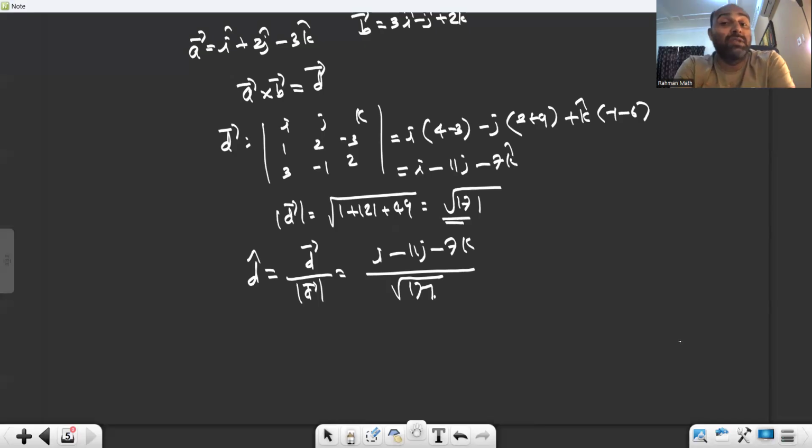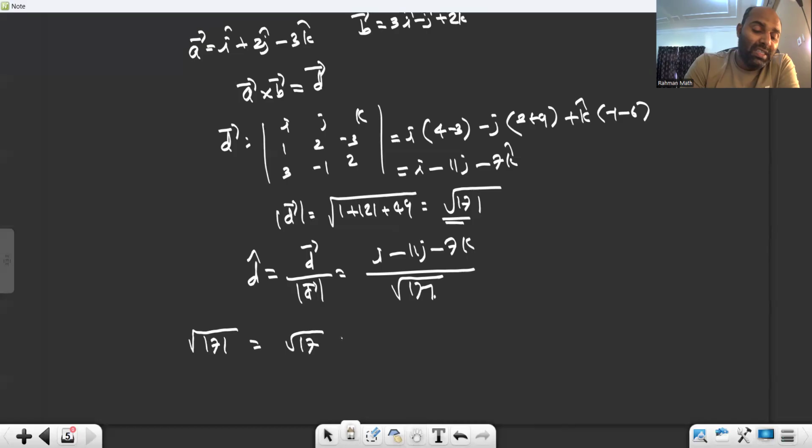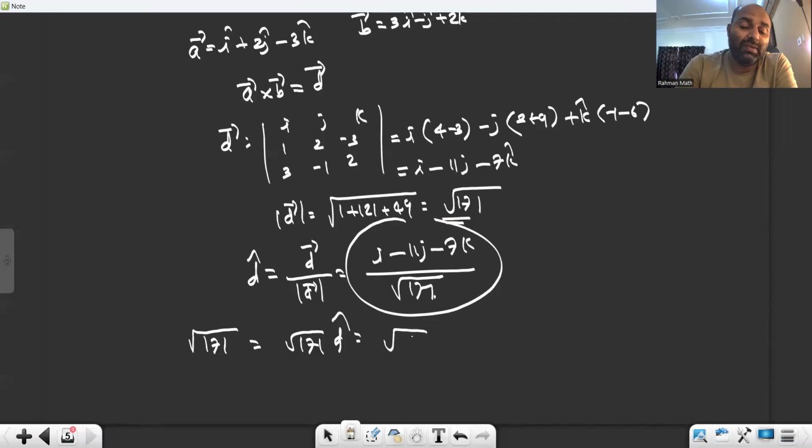Therefore, required vector with the magnitude... this is the unit vector, its magnitude is what? 1. But we want to get a vector whose magnitude is root 171. Therefore, required vector with the magnitude root 171 equals root 171 d cap. This is your d cap that you multiply with root 171.